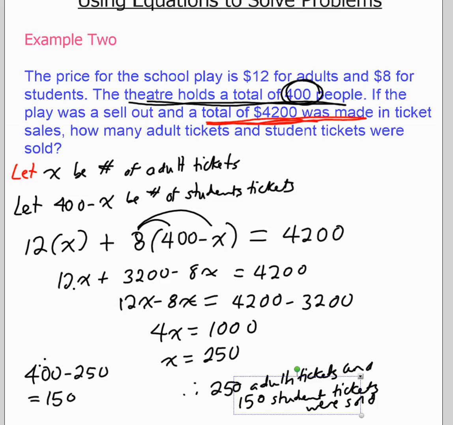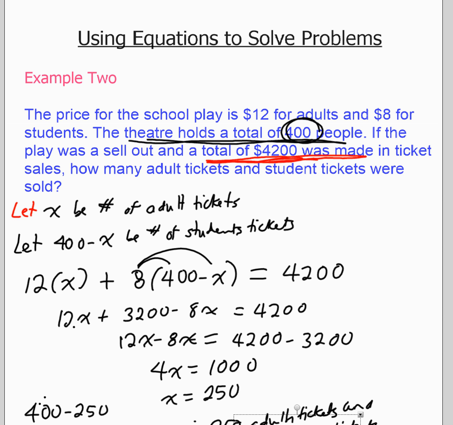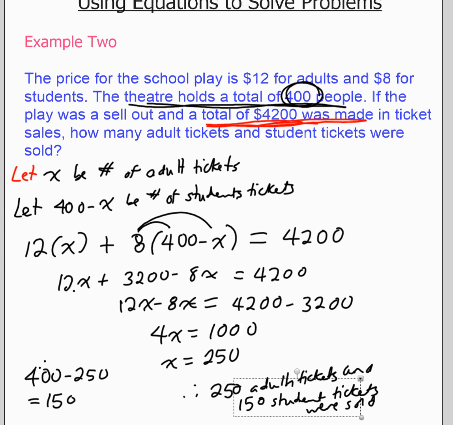So again, this one is a little bit more complicated because the let statements are number of tickets, but the equation deals with how much money was made. There's that extra step in terms of money times amount, but that's very similar to what you did here. This one's just a little bit of a simpler example. This one's a slightly more complex example, but it's the same concept.